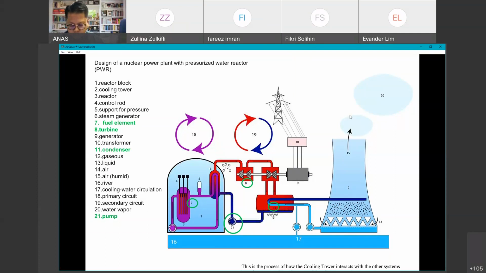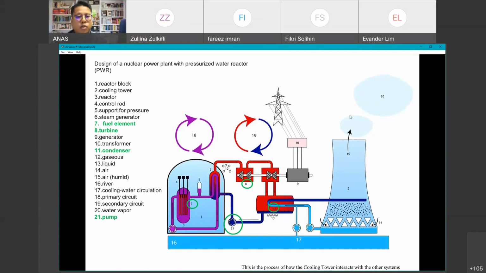Okay. So, for example, this is the design of a nuclear power plant with a pressurized water reactor. Okay. I think we talked a bit about this previously at the start of the semester. So maybe I'm not going to go through it here. Okay, but what we can relate is, there are two things. First, the one that is circled here, number 8. So in this system, we have two sets of turbines. Okay, let's say this is turbine A and turbine B.